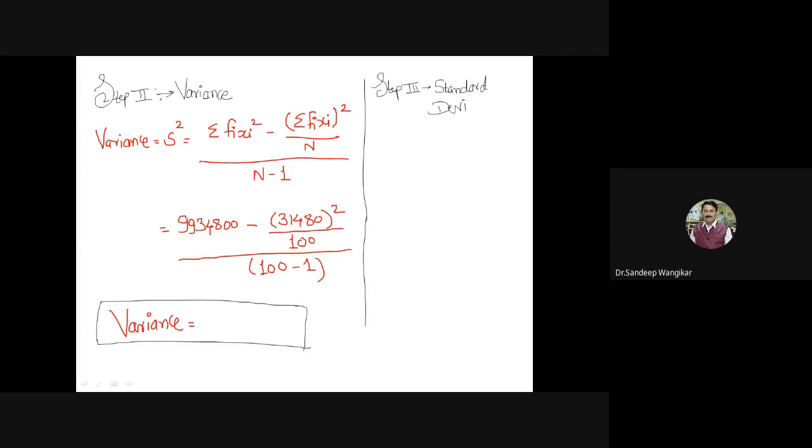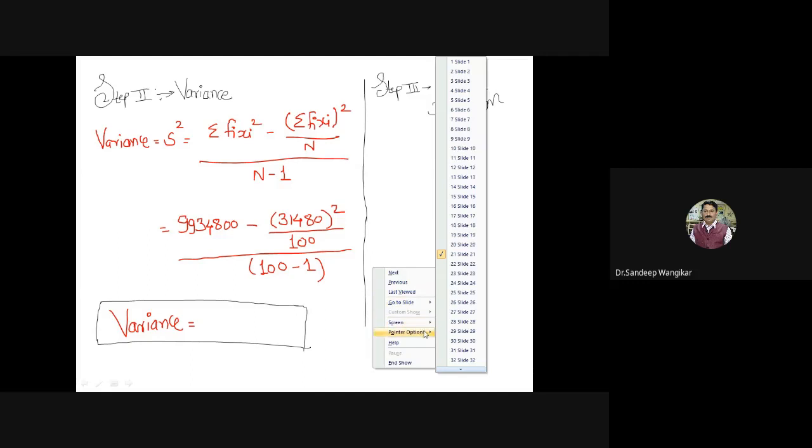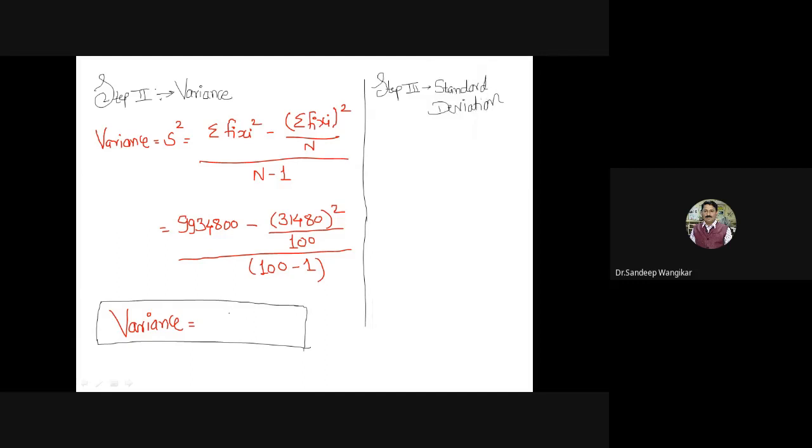Standard deviation. So we are having the value of S square. So I will substitute the value here. We have calculated it as 251.47. So I will mention here 251.47. So now you will get the standard deviation.